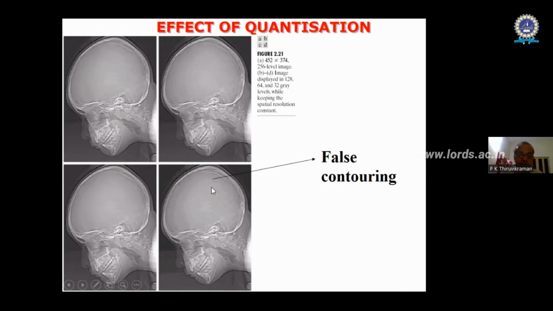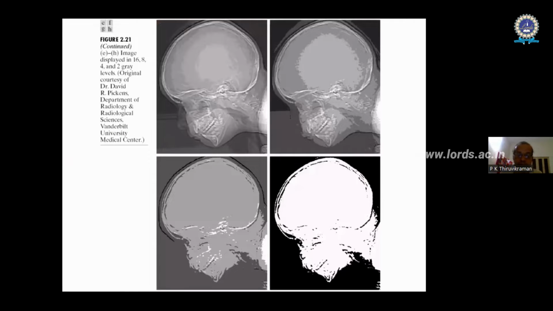If you go on doing this until you reach 2 levels, that is the last image, it's called a binary image. Grayscale image means more than 2 levels. Binary image means only 2 levels, 0 or 1. You can see that you have only 2 levels here. The false contouring is very visible in the image at the top right. You can see all these variations, like layers on layers, but actually it's not a sudden variation, it's a gradual variation. So this is the effect of sampling and quantization.